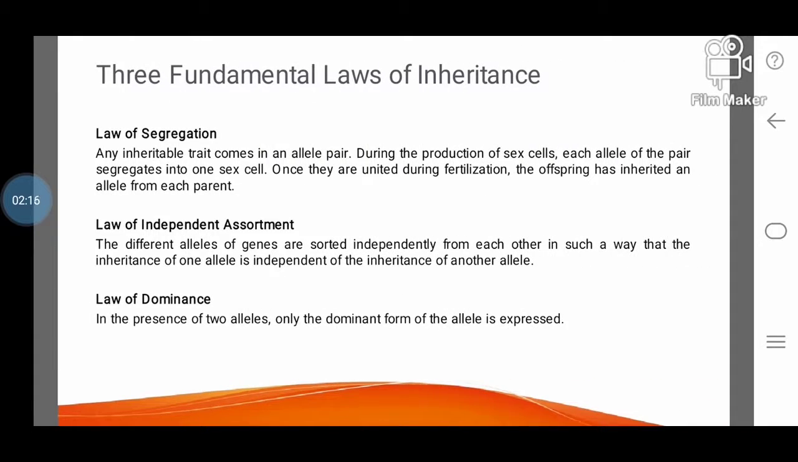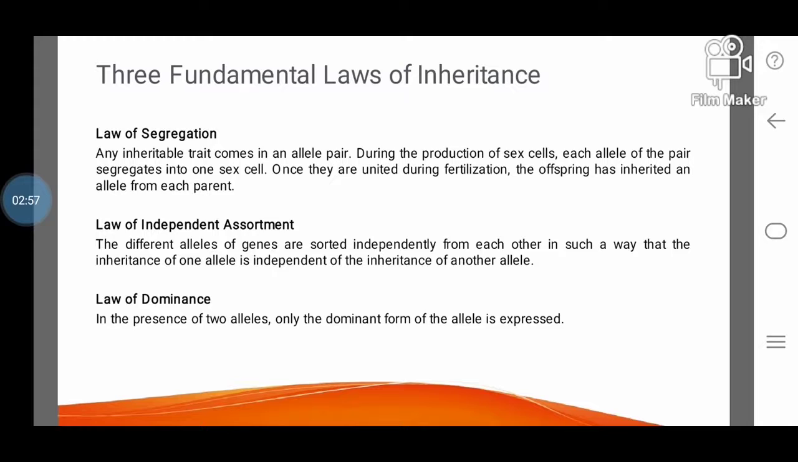There are three fundamental laws of inheritance. First is the law of segregation, second is the law of independent assortment, and the third is the law of dominance. The law of segregation: any inheritable trait comes in an allele pair. During the production of sex cells, each allele of the pair segregates into one sex cell. Once they are united during fertilization, the offspring has inherited an allele from each parent.